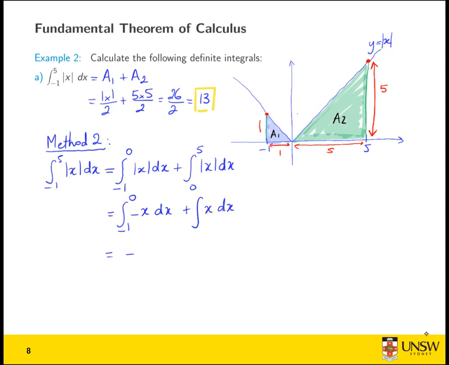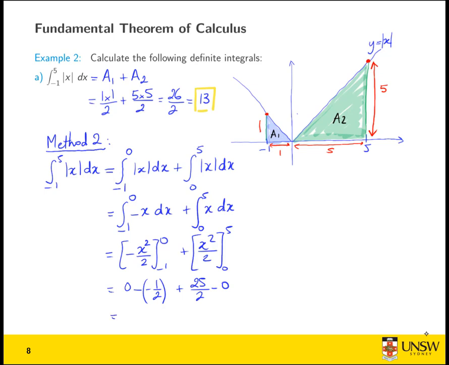And from there we can use the fundamental theorem of calculus. We find an antiderivative for each of these two functions, we keep track of the endpoints, and then we sub in the values of the endpoints. And we're going to get 0 minus a half for the first one, plus 25 on 2 minus 0, and we recognize our 1/2 plus 25 on 2. Really, this is the area of the first triangle, and this one is the area of the second triangle.